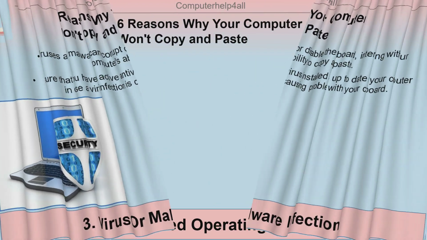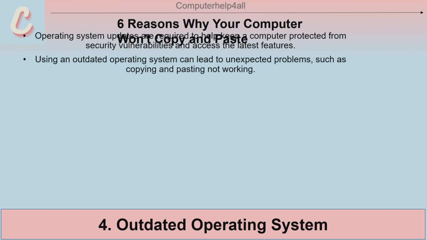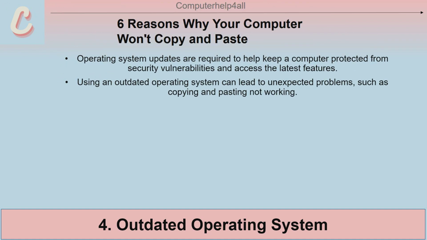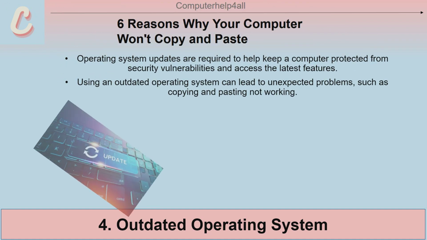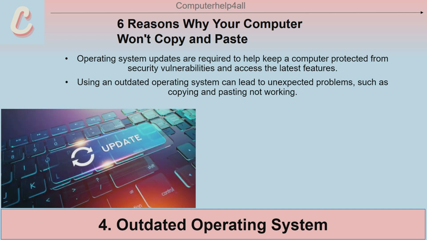Operating system updates are required to help keep a computer protected from security vulnerabilities and access the latest features. They can also fix bugs, such as the clipboard not working. Using an outdated operating system can lead to unexpected issues, such as copying and pasting not working. Try installing the latest updates for your operating systems, and then see if your computer can copy and paste.